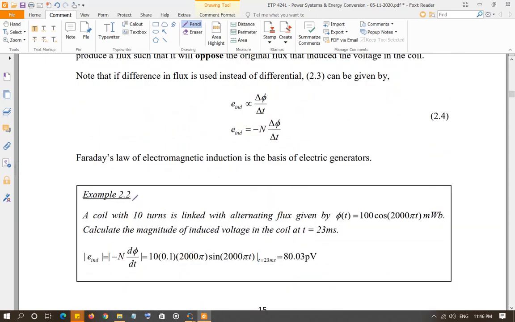If you look at example 2.2, a coil with 10 turns is linked with an alternating flux. Calculate the magnitude of induced voltage at t equal to 23 milliseconds. Since we are calculating the magnitude of induced voltage, we take the absolute value, calculate the derivative of this equation with respect to time, multiply that by N, which is 10, and put t equal to 23 milliseconds in the equation, and it is going to be an extremely small voltage.